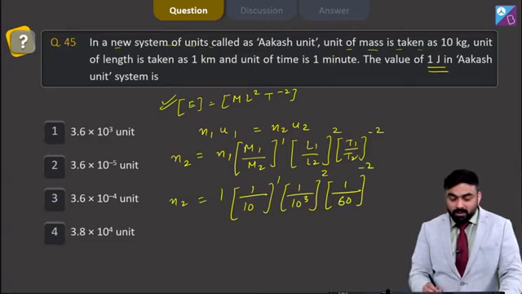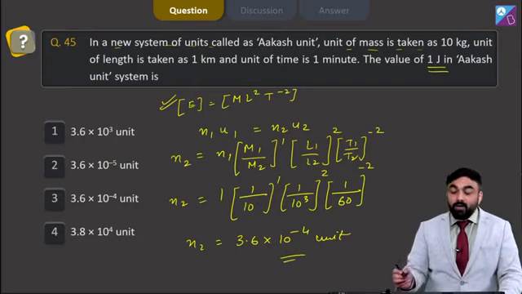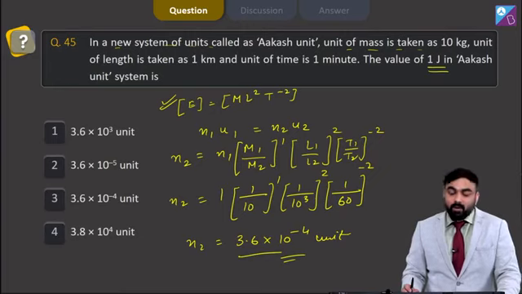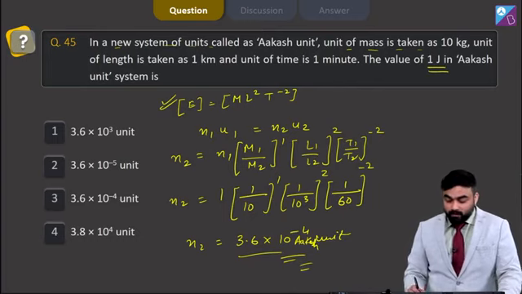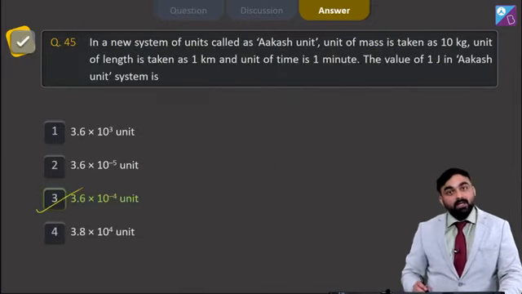So, if we solve this, n2 would come out to be 3.6 into 10 to the power minus 4 unit. So the value of 1 joule in Akash unit system is 3.6 into 10 to the power minus 4 Akash unit. Okay. So according to our answer slide, option number 3 is the correct answer.